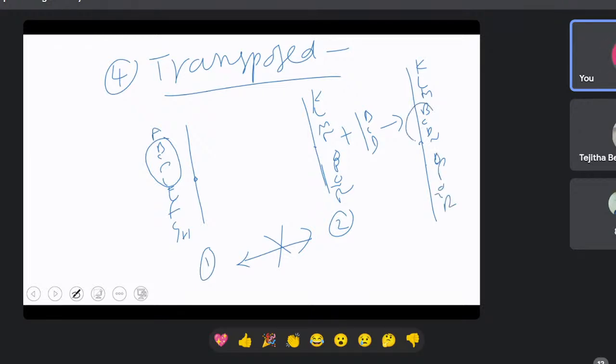OPQR. So when the duplicated portion adds to a non-homologous chromosome, that is called as transposed duplication.